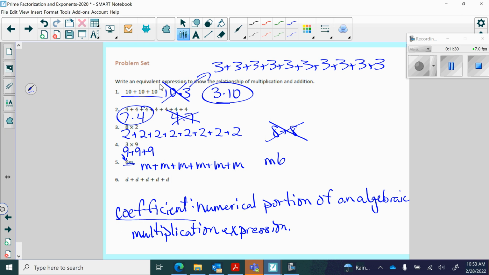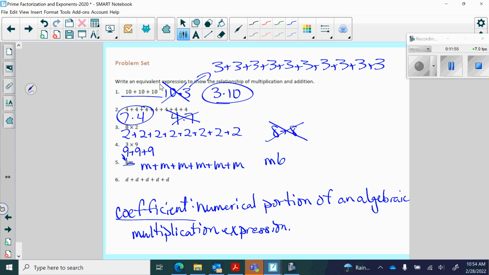Why? Because when I model this, can I model 6M? Yeah, I just did it. It's M added 6 times. Can I model M6? No, because I don't know how many times I would add 6. So why does my coefficient come first? Because it's the only way I can model that expression. Does that make sense?